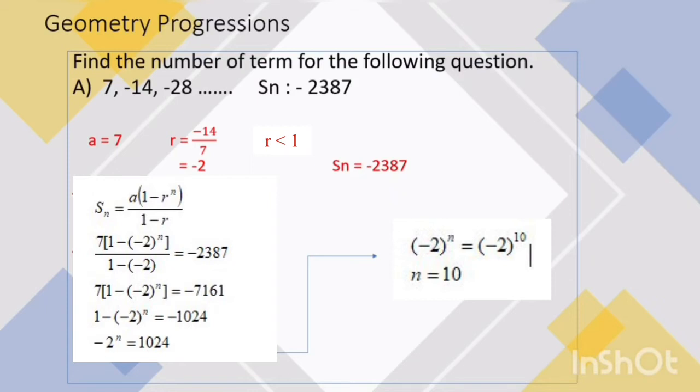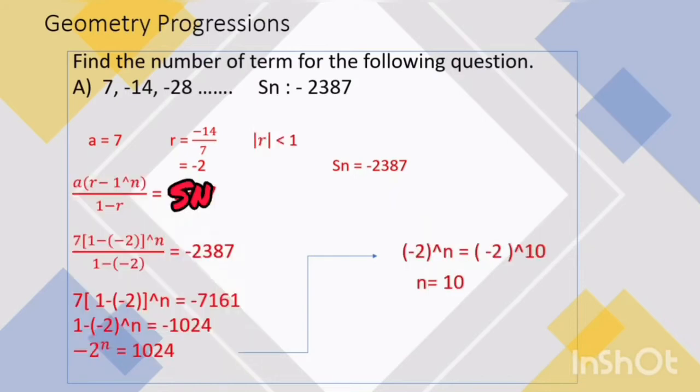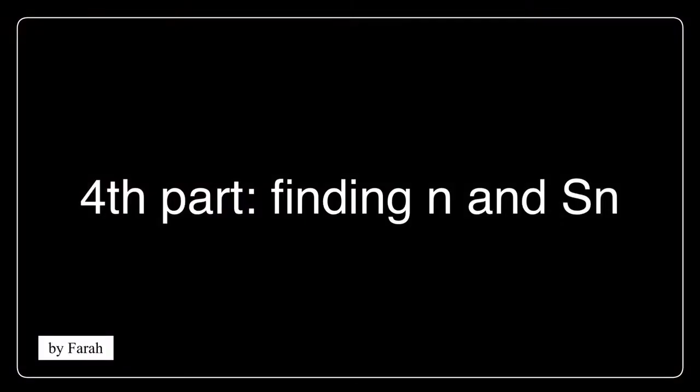So we substitute the question. So we calculate the value and we can get that negative 2 to the power of n equals 1024. So we use indices to get the value of n. So the n value is 10. So the number of terms for the geometric progression in this question is 10.